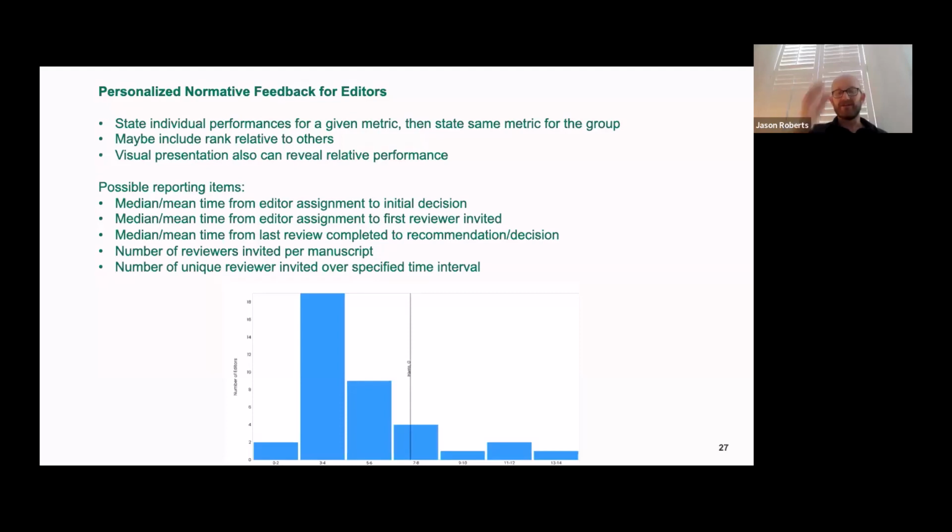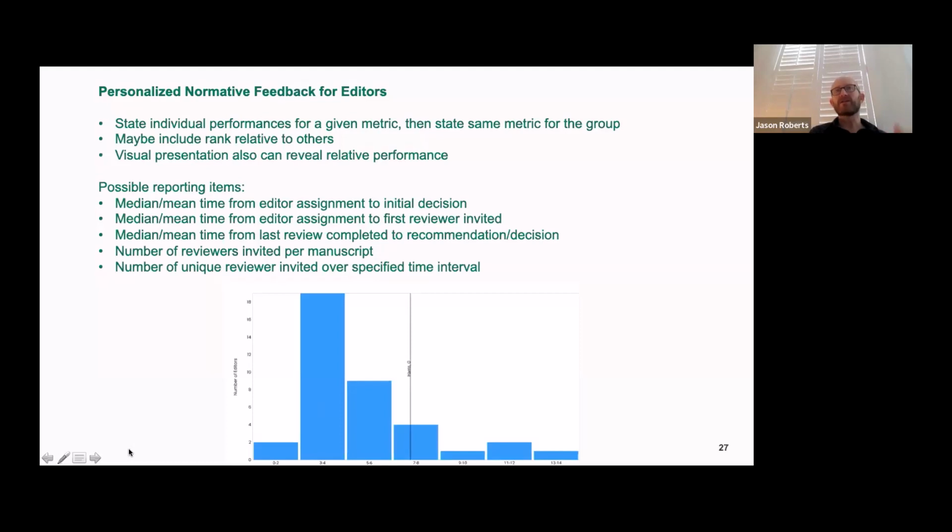And you can plot that in various ways. I did that here. You can see the number of editors is on the y-axis. And like most of the editors were fairly good at what they were doing. This particular editor, they're highlighted here with this line. Well, they fell over here a little bit. So most of the editors are a little better than them.